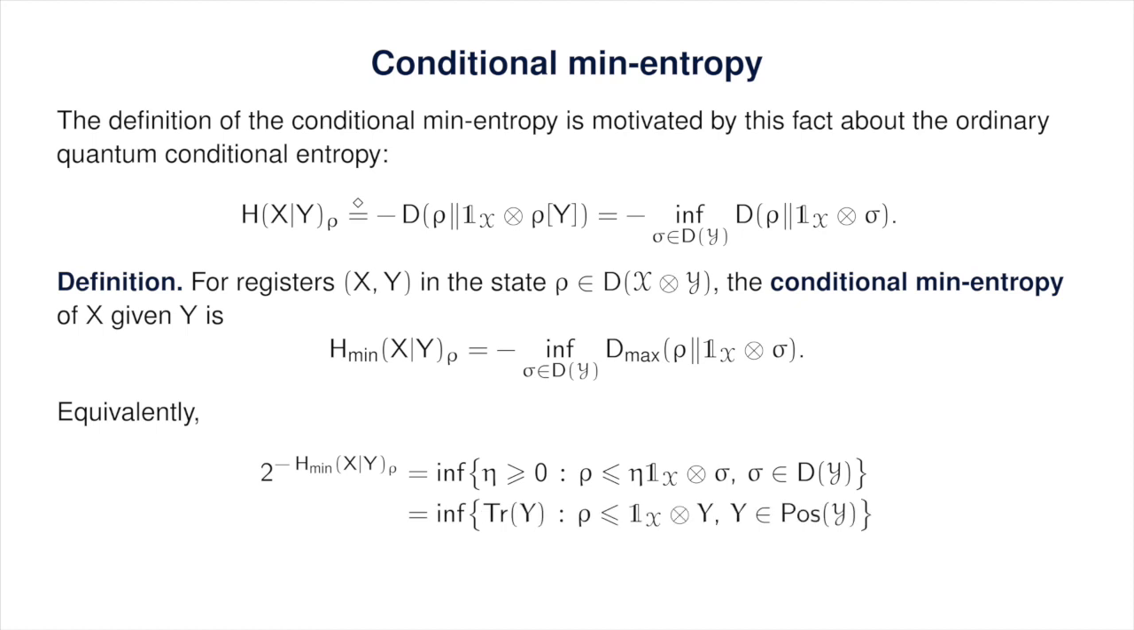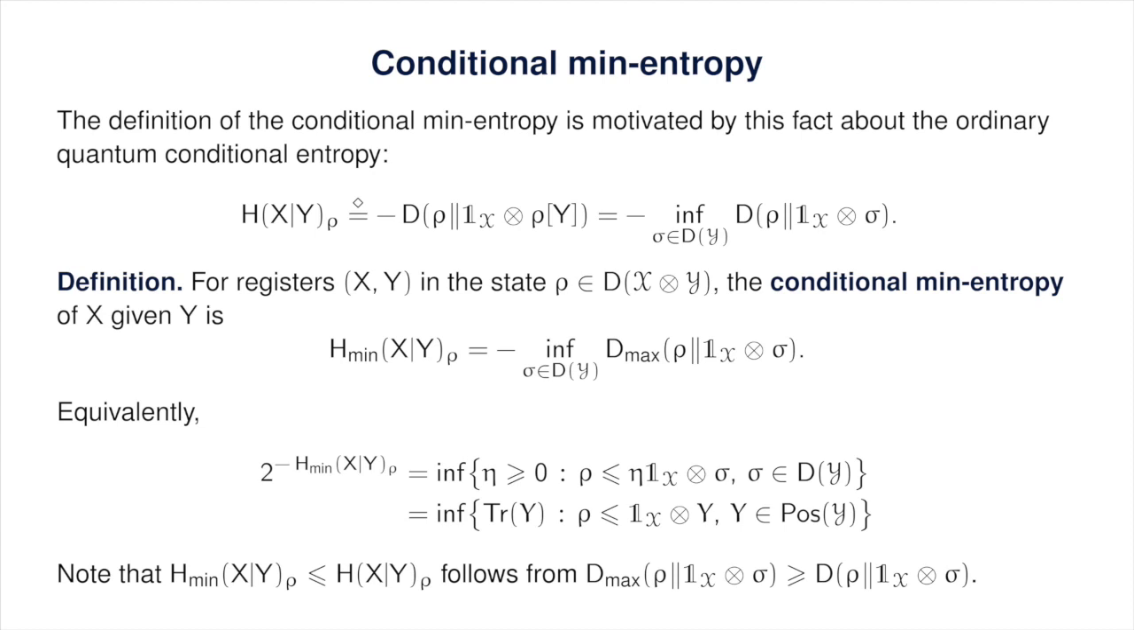We can simplify this expression a bit by merging eta and sigma into a single variable Y, being equal to eta times sigma. Of course, we then range over all positive semidefinite operators Y and replace eta by the trace of Y. That's quite obviously a semidefinite program, and we'll get back to that very shortly, but we might as well just take a brief moment to observe that the conditional min-entropy is upper bounded by the ordinary conditional quantum entropy, which follows immediately from the fact that the max relative entropy upper bounds the quantum relative entropy.